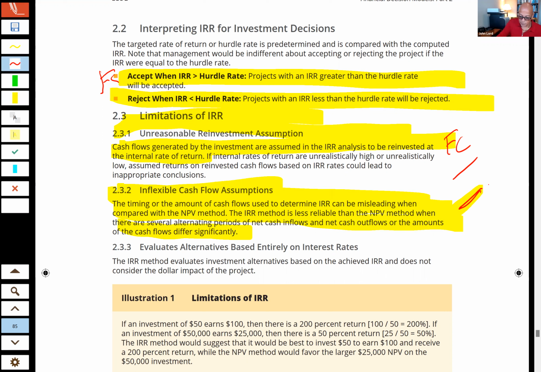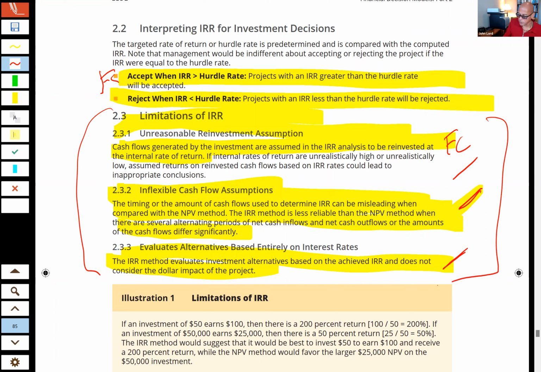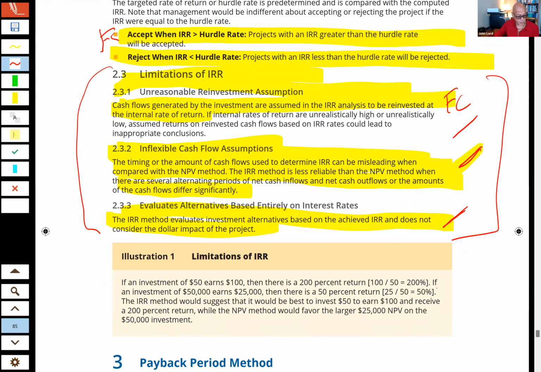And then the IRR method evaluates investment alternatives based on the achieved IRR and does not consider the dollar impact of the project. Considering those limitations is why they are solved to a large extent by the net present value method, although it also has some limitations that we flashcarded. Those would be some of the limitations.